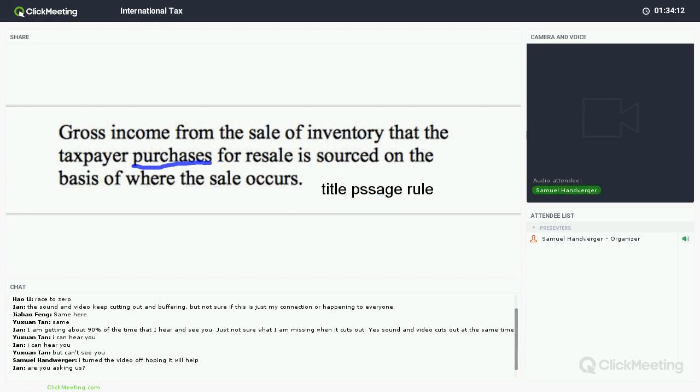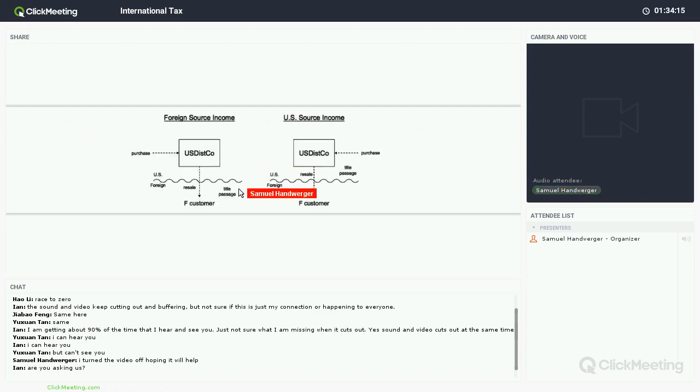And we can control that. This illustrates the point that if the U.S. distributor has the title passage in the U.S., then it'll be U.S. source income. So here's the illustration. Let's see how it works. If the title passage and change of ownership is here on the U.S. side of the ocean, it's going to be U.S. source income.